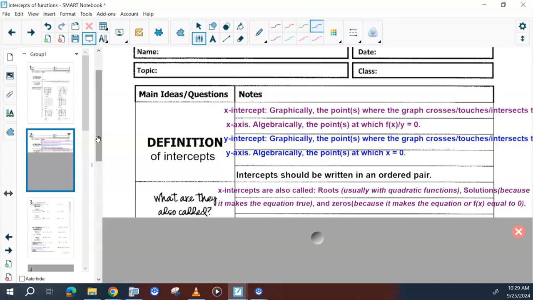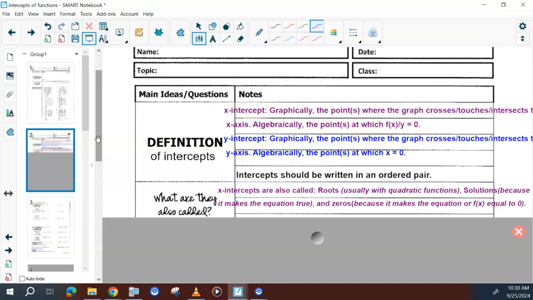You should have these definitions written. I'm just going to talk through them and then we're going to actually find these. So if we were looking for the x or y intercept on a graph, that's where the graph crosses or touches or intersects either the x-axis or the y-axis. But if we're looking for it algebraically, so this is going to be similar to what we were doing with graphing, but now we're not just going to cover it up, we're going to actually do it by hand algebraically.